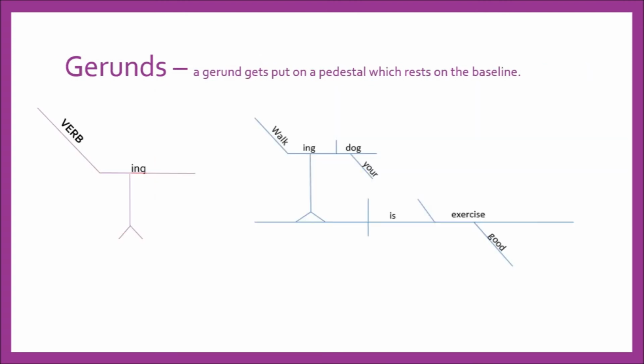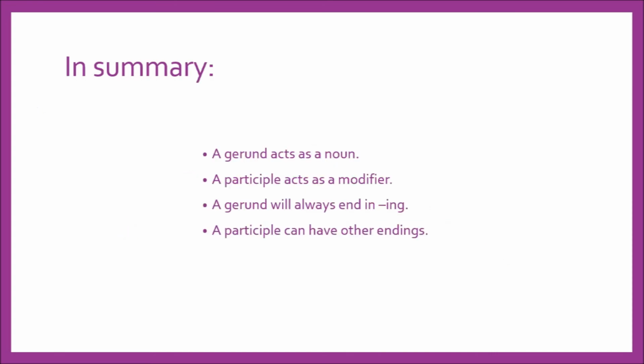Now, a gerund is an extra special case, and it gets placed on a pedestal, literally. The pedestal then rests on top of the baseline. Any words that are associated with the gerund, such as its direct object, branch off the gerund and therefore also go on the pedestal. So, to sum it all up, gerunds and participles are both verbals. A gerund acts as a noun, a participle acts as a modifier. A gerund will always end in ing, a participle may have other endings.